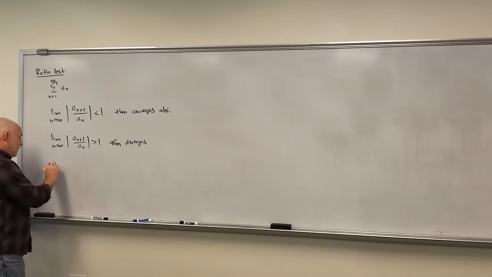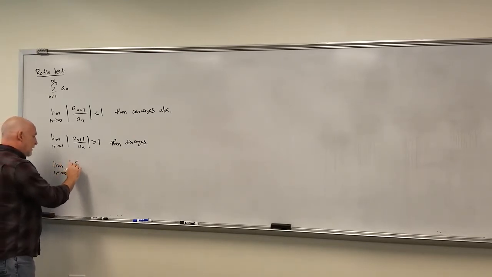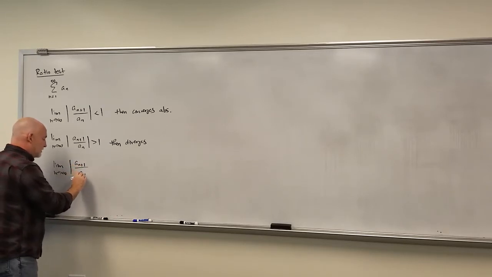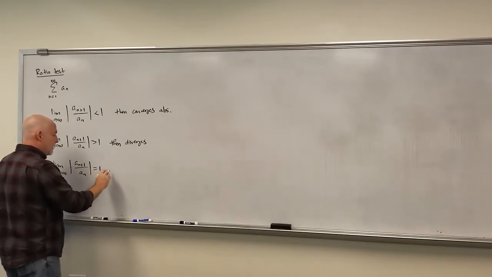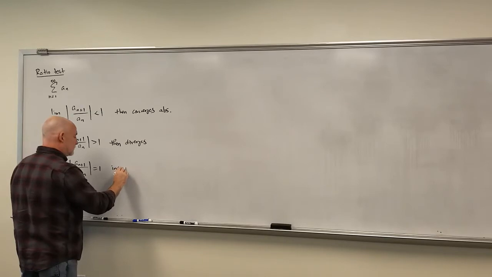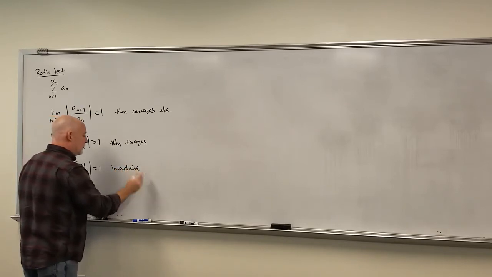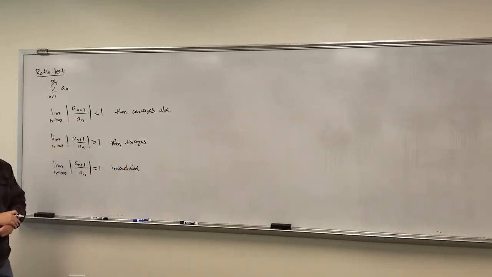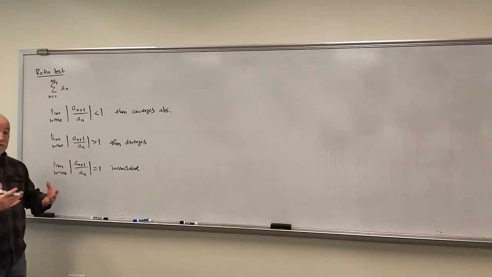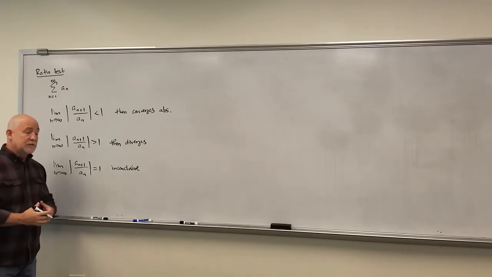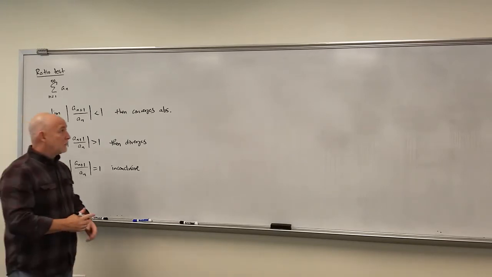The problem is, and you might have guessed it, the one thing that we're missing: if we have a sub n plus 1 over a sub n, if it equals 1, this is called inconclusive, which means the test tells us absolutely nothing. Go try another test, basically. So the good news is this ends up being a pretty easy test to do. A little bit of algebra about it.